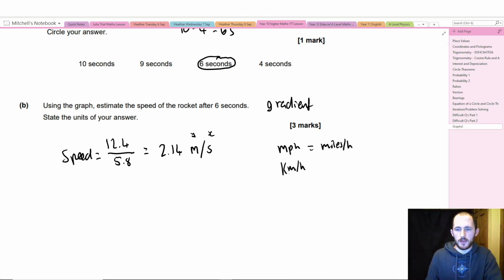Honestly, if you wrote the units out fully, like wrote meters, they would accept it. So if you're ever in doubt, just write out the full word. That's completely fine. Don't worry about it. They're not that anal about it.